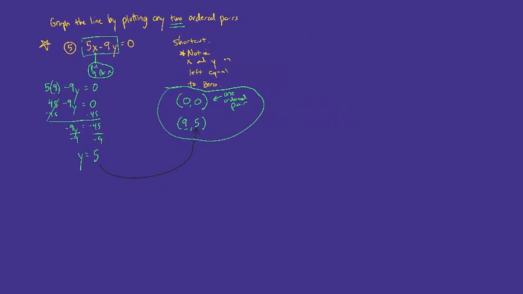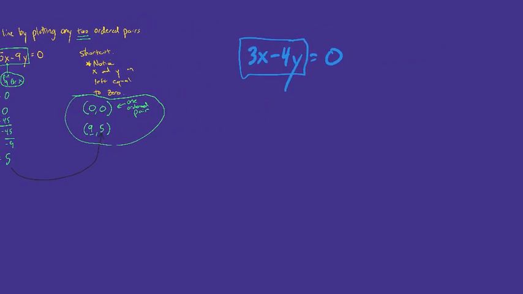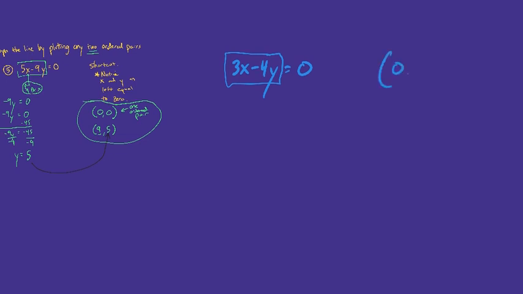And just to give you another example like that, if you've got, we'll say 3x minus 4y equals 0. Again, we've got x and y on the left equal to 0. When this happens, we know one of the ordered pairs is going to be 0, 0. We don't even have to plug anything in. And then for the second ordered pair, for x, we're going to plug in 4. And then you work that out and figure out what y is. It's going to be 3, maybe negative 3.